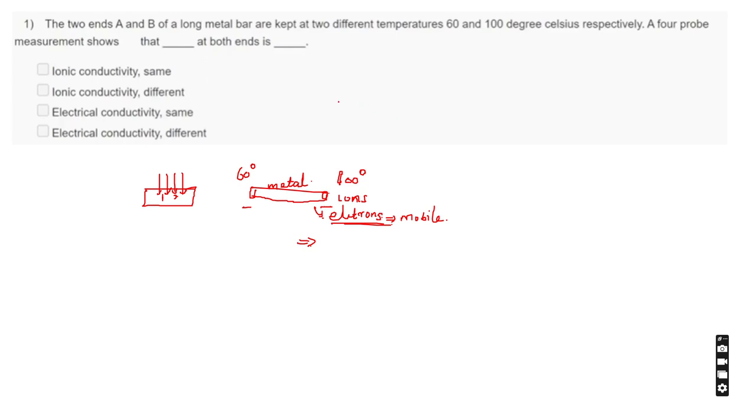So in these two different points, what will be the electrical conductivity of the metal? So here what will happen? The ionic conductivity, because ions won't contribute much, will be the same. Okay, the electrical conductivity will be different. So those two are the answer for this question.